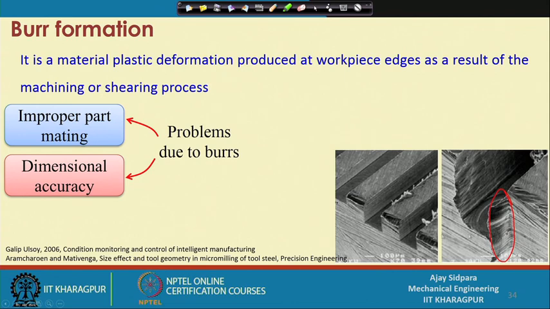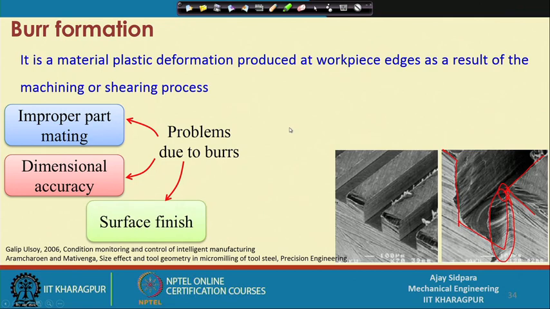Then dimensional accuracy, because we know that we have to measure our dimension from this particular edge. This is the actual shape of the thing, but because of the presence of the burr, it is also difficult to measure at micro scale from which location to start the measurement. Suppose we want to measure the length of this channel, the starting point is very confusing unless you remove this burr properly. So, dimensional accuracy also creates a problem.